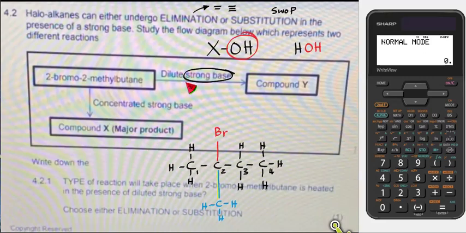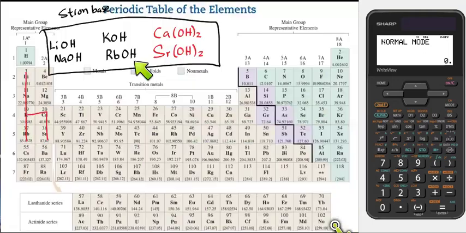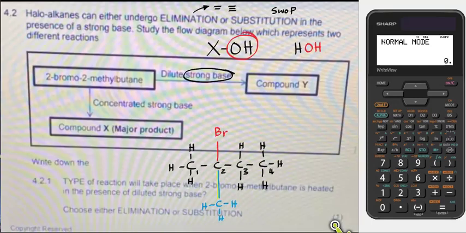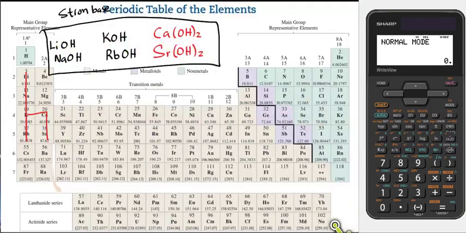Diluted means it has water. That's why you could see here, we're going to have water. Remember, when you add water, water by itself is a weak acid. So you'll be having acid and acid. If you take these as they are, they'll be strong, but when you say diluted, you are adding water on top of them.